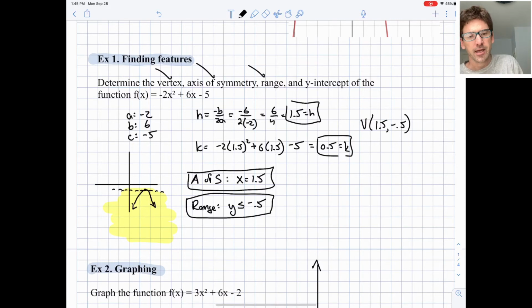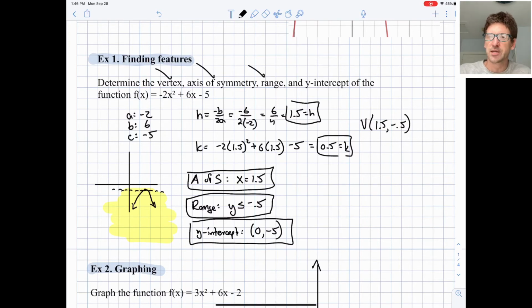We got that. And lastly, the y-intercept. Okay, so the y-intercept is simply equal to c. Okay, so the y-intercept is over 0 comma negative 5, down 5. I just used the c value to get that. Every y-intercept has an x-coordinate of 0, and then here we have a y-coordinate of negative 5.